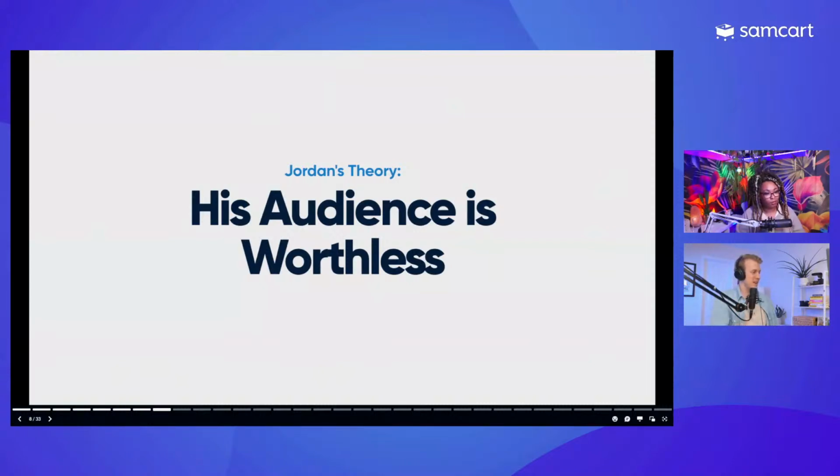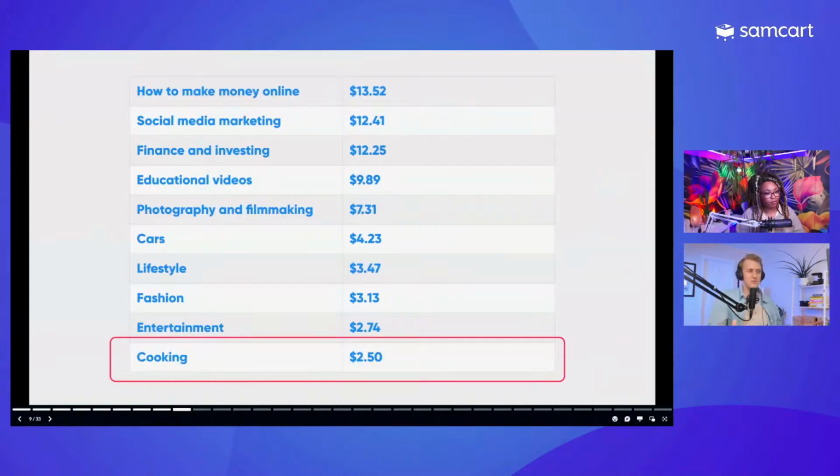Looking at how YouTube works, you are paid a certain ad rate based on the category that you're in. And Joshua's category for his channel is cooking, which, if you look at this list of ad rates that you get paid out depending on the topic of your channel, is at the very bottom. So the ad money that he's generating is $2.50 per 1,000 views.